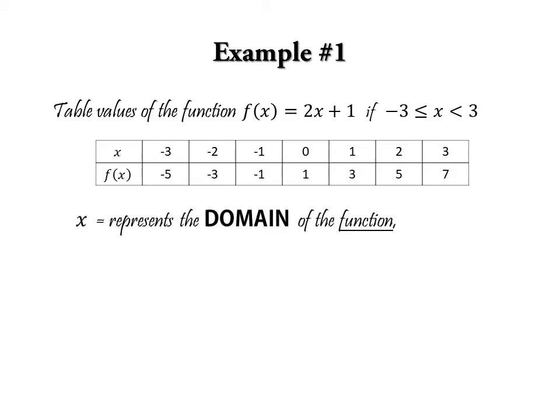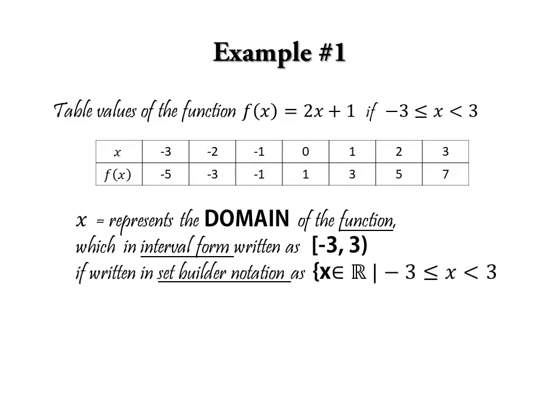So the x there represent the domain of the function, which if you're going to write in interval form, that would be closed interval minus 3 up to 3 open interval. If you're going to write that one in set builder notation, that would be x is an element of R, where x is greater than or equal to minus 3 but less than 3.